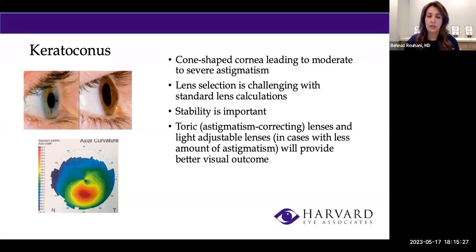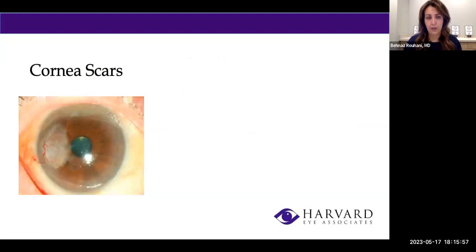In terms of implants that we can consider in keratoconus patients, again, multifocal ones are not really recommended. We can use toric or astigmatism-correcting lens implants to reduce the amount of astigmatism for patients, or the light adjustable lens in cases with a milder amount of astigmatism, because with the light adjustable lens, we can treat up to a certain amount of astigmatism for patients. But both are amazing lens implants to help patients have the best vision potential.